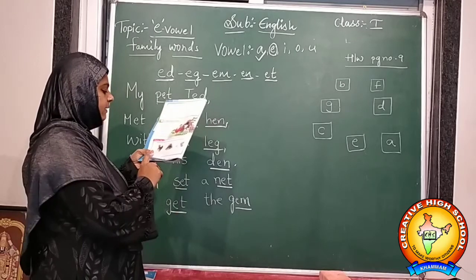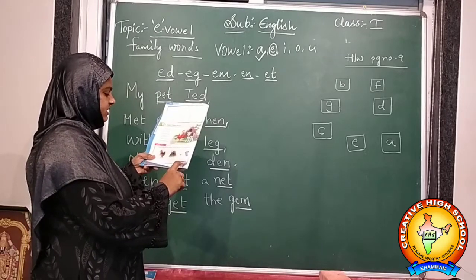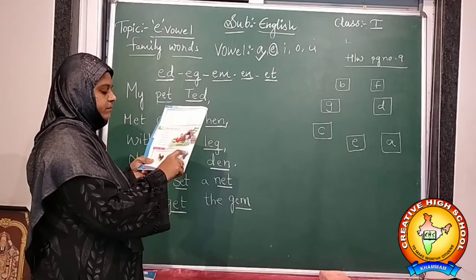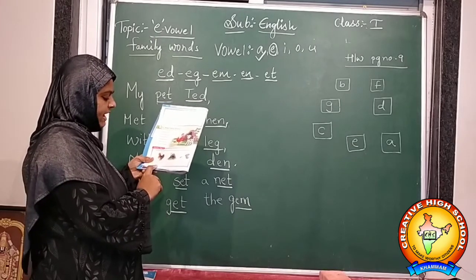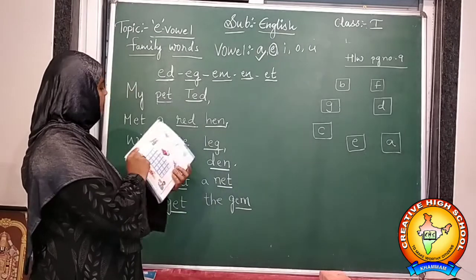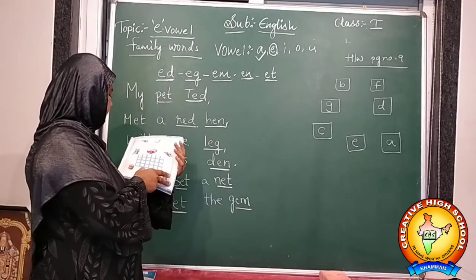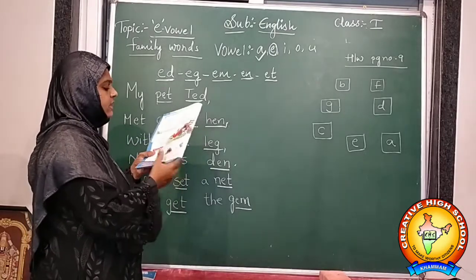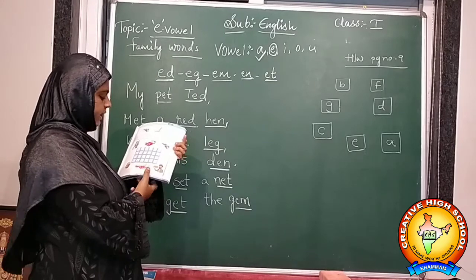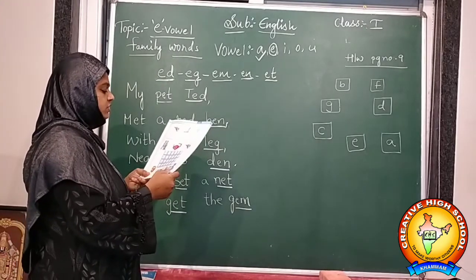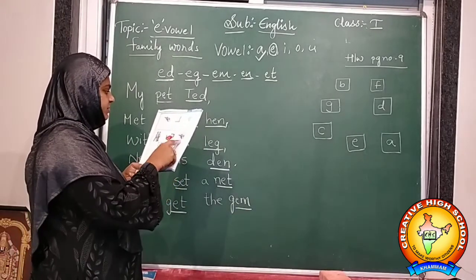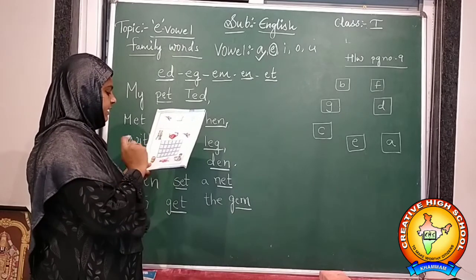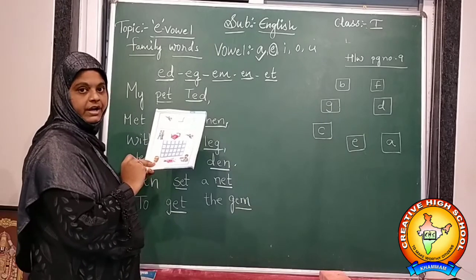So here are some words and pictures. Identify the pictures and write their names in the given blanks. Down below, blanks are given. I will write the answer for this one, and you have to do the homework, page number 11. You just have to see the picture and write down. Got it, everybody?